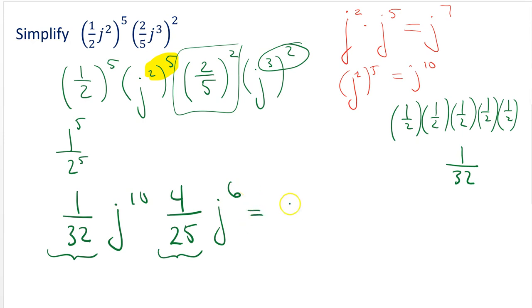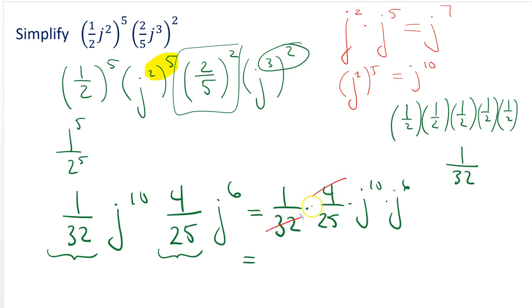Now, before I multiply these together, I'm going to group them together. So I'm going to put my fractions together, and then my j to the 10th times j to the 6th, put those together. The reason I'm doing that is because when you multiply fractions, you multiply numerator times numerator, which will get 4 on the top, and denominator times denominator, which is going to be big on the bottom. But you know what I can do? I can cancel this 4 and this 32 because we know 4 goes into 4 one time, and 4 goes into 32 8 times, and that way my numbers don't get so large.